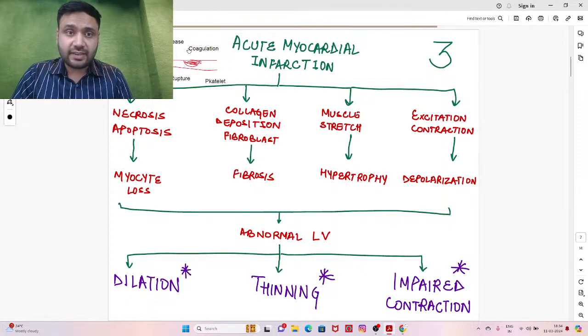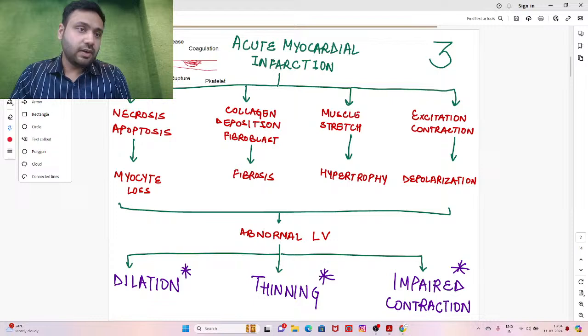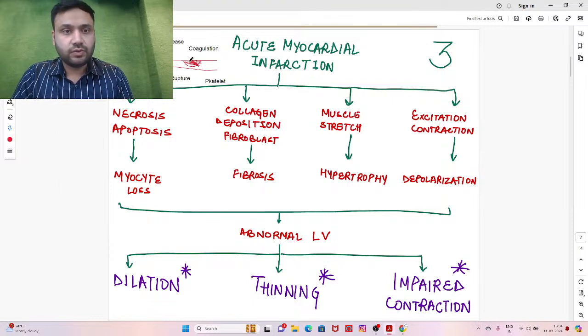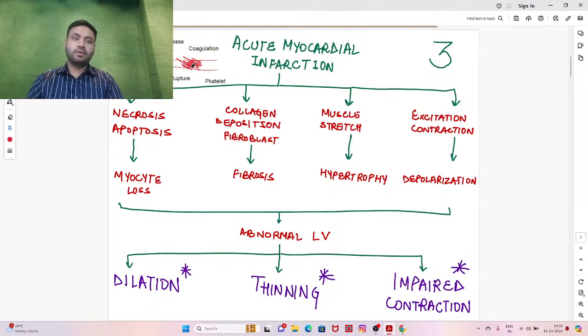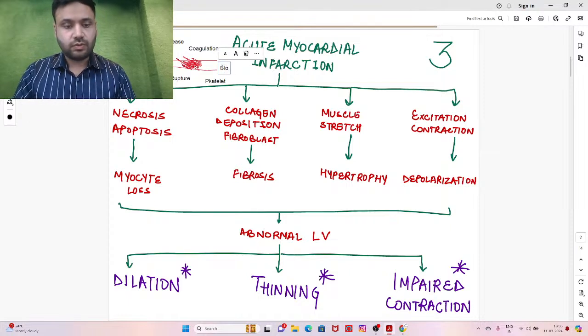So once that occurs, तो यहाँ पे जहाँ पे प्लाक था जो रप्चर हुआ था, that will form a thrombus here. So the blood supply to the heart has been completely blocked. जो blood supply है वो completely block हो चुका है, right? So what would it lead to?